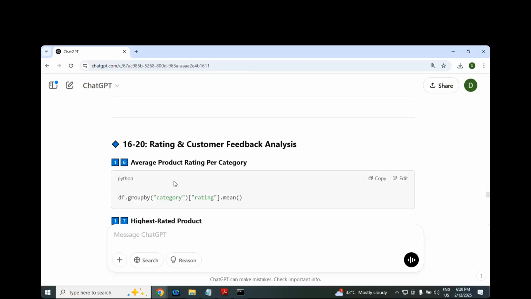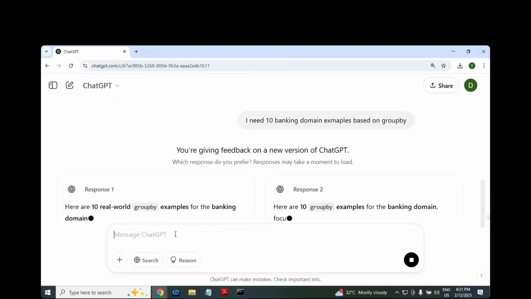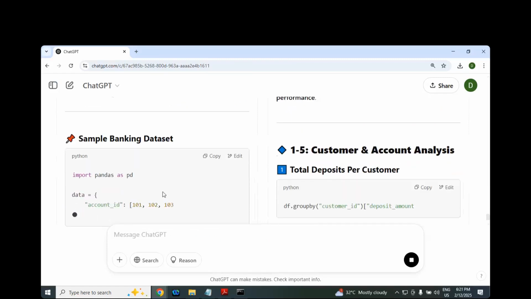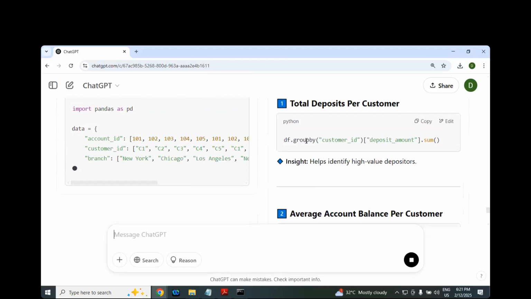I need a group by beginner example, you can ask. You can also ask for domain-based examples. Till now I have explained the e-commerce domain. Let me try to ask: I need 10 banking domain examples based on group by, with the data. Maybe it will give the data. Once you ask, it can remember. Very good. Here it is giving the data and applying it.